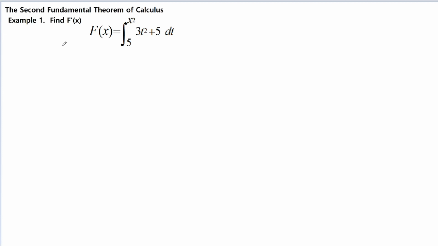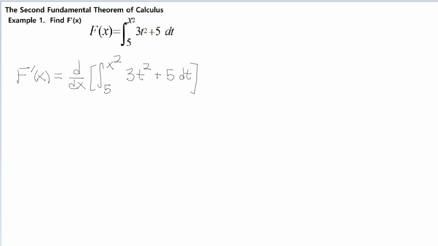So they want us to find the derivative of f. If you take the derivative of one side of the equation, you have to do it to the other side. So we have f prime of x is equal to the derivative of the integral from 5 to x squared of 3t to the second power plus 5 dt.